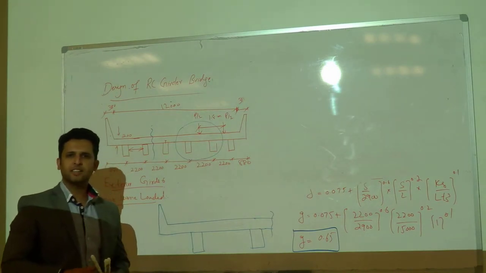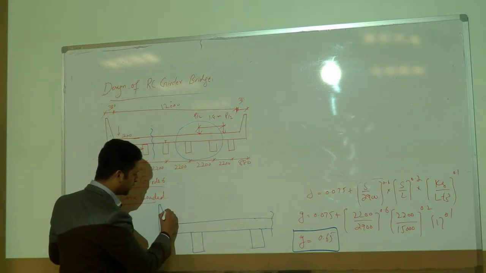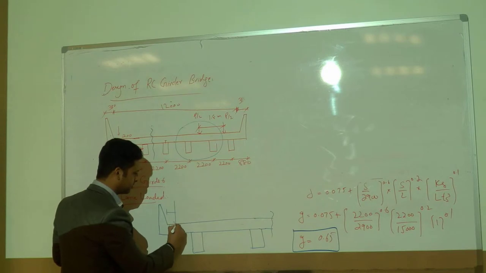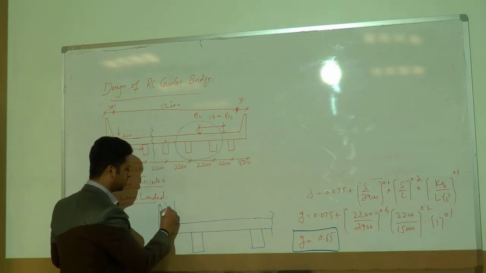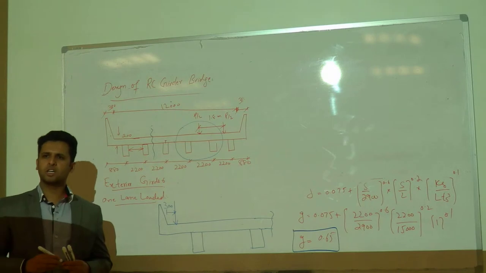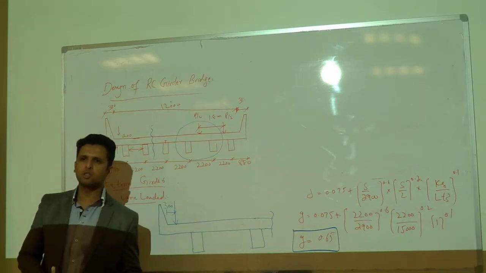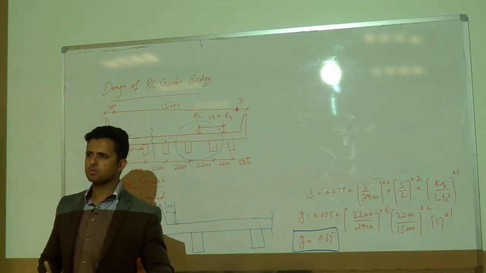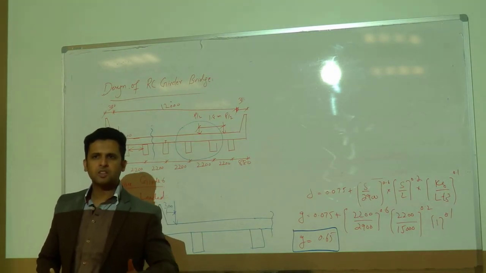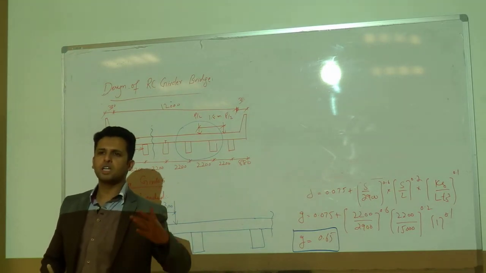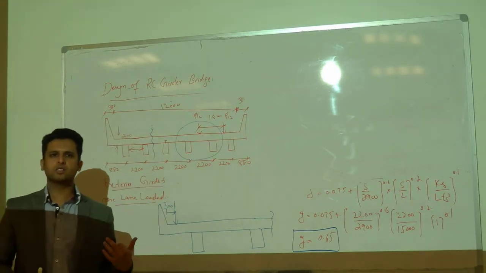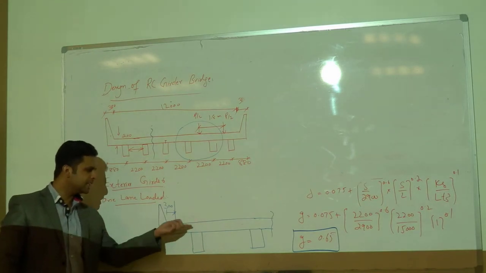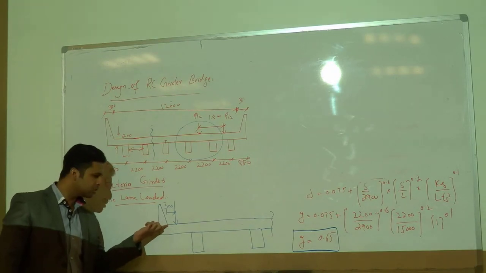400. AASHTO says the wheel cannot be closer than 300 mm, because the wheel itself has some width. Number two, beyond the wheel, the truck has a body. Do you understand or not? The truck has a body beyond the wheel as well. So AASHTO says you can consider that the wheel can come maximum up to this point. The wheel cannot come beyond this point.